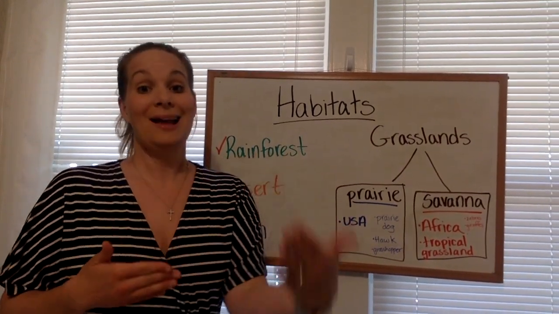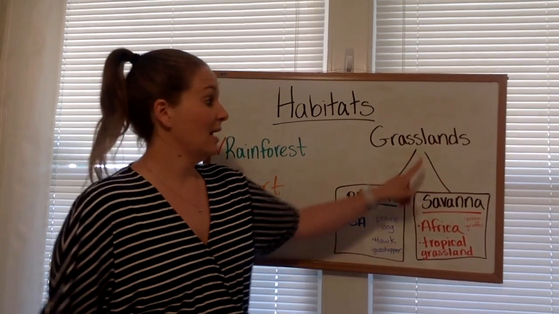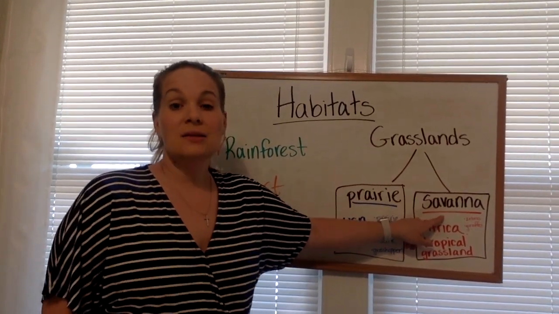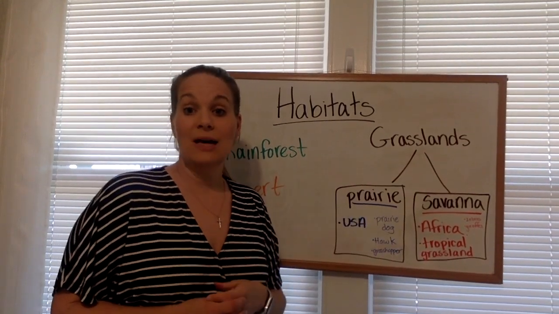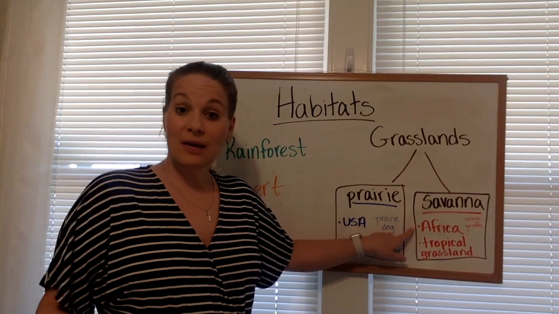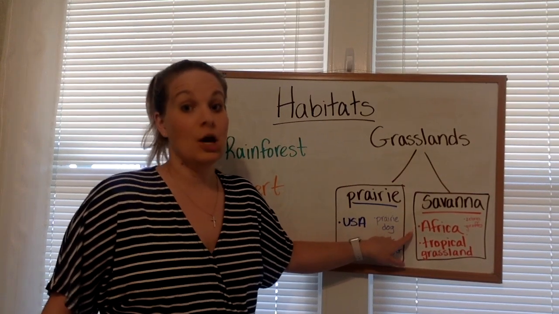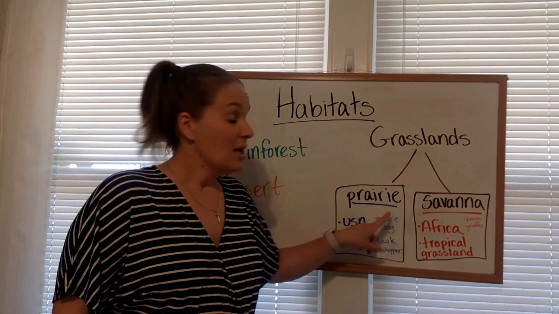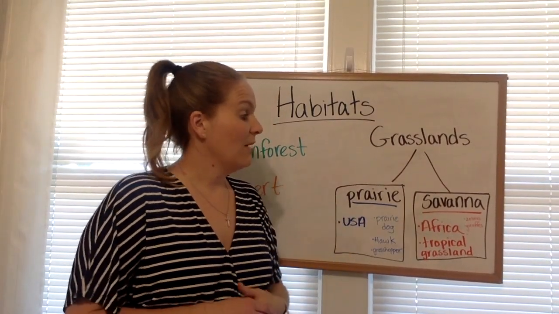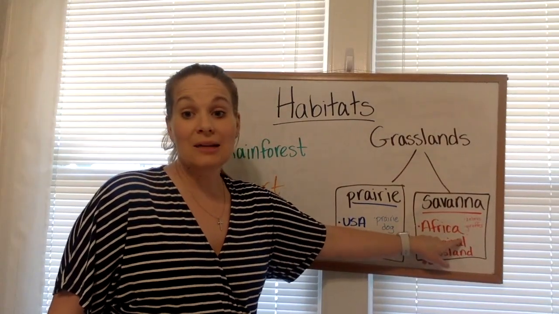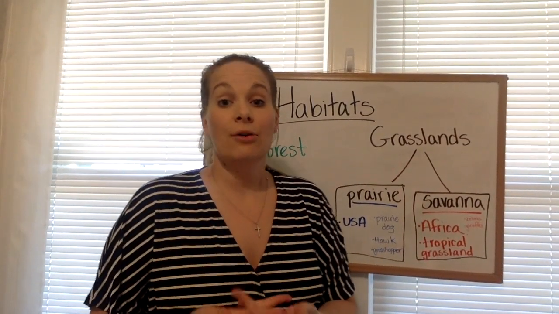But there's a second type of grassland, and that's over here. These are called savannas. And savannas are the types of grasslands that are in Africa. And the types of animals that live in savannas are different than the animals that live in the prairies. In the savannas is where you can find zebras, giraffes, lions, and many other animals.